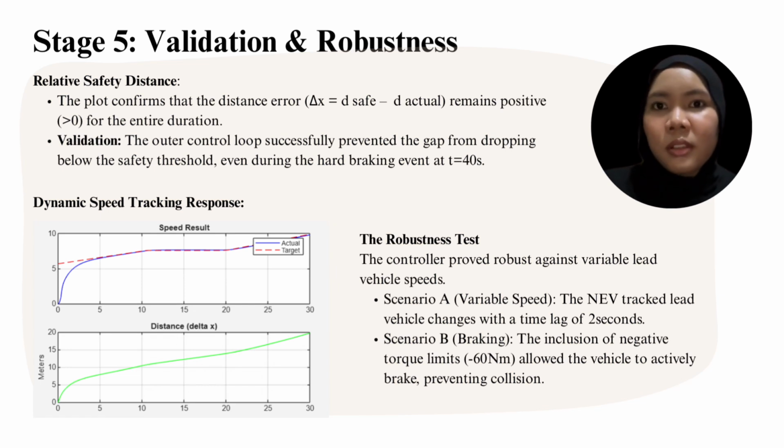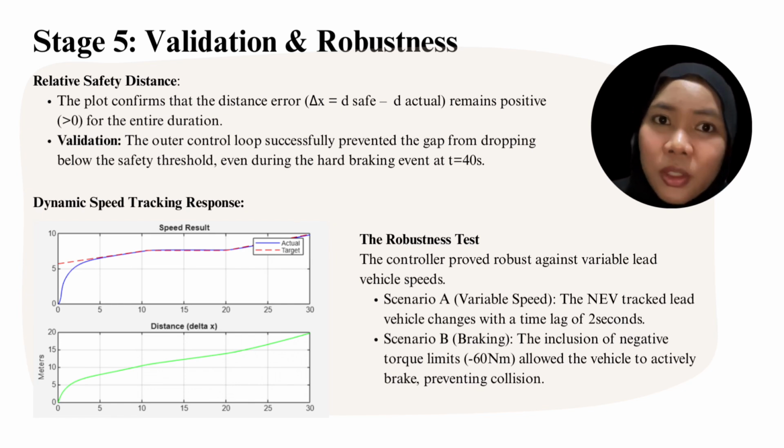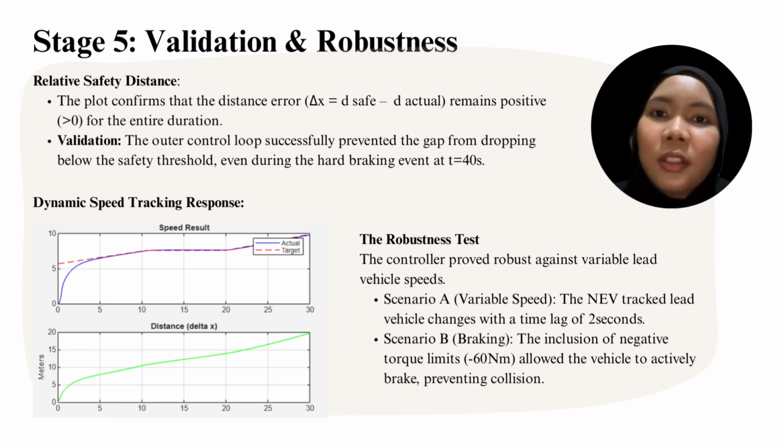But the most critical job of adaptive cruise control is safety. We rely on the outer distance loop to maintain a safe gap. Figure 7 shows the relative safety distance error. The delta x value, which is the difference between the actual distance and the required safe distance, remains positive for the entire simulation. This means we maintain the required safe stopping distance at all times.